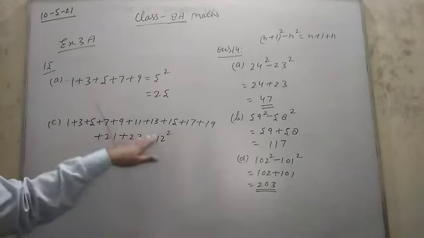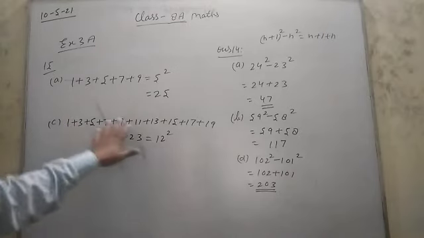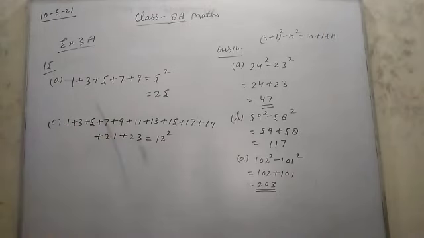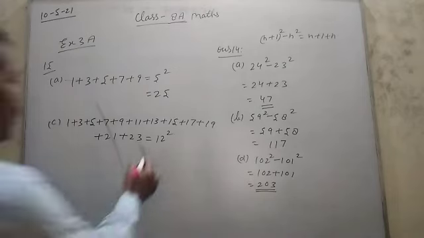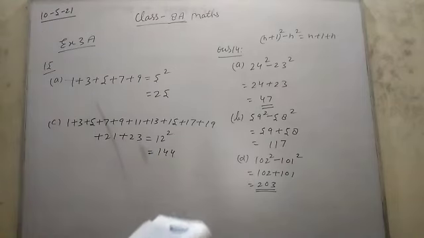This is a property, okay, of square numbers. So without adding you have to find their sum. But the rule is the numbers should be the first n odd natural numbers. Okay. So 12 square is 144. The remaining part B you try from your side. Okay. Then 16.